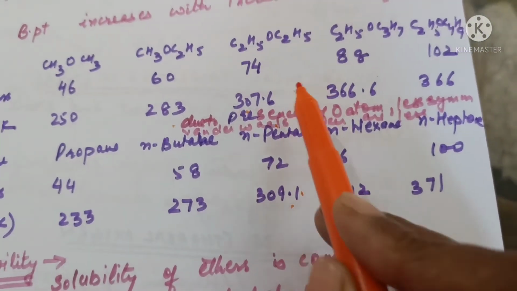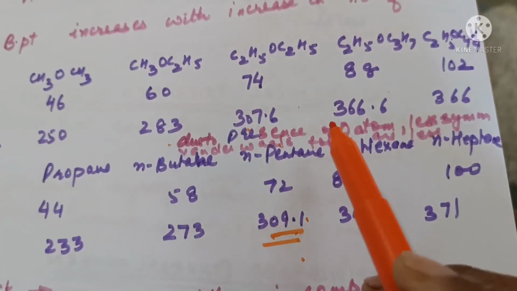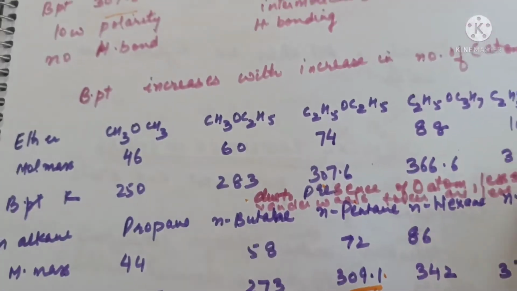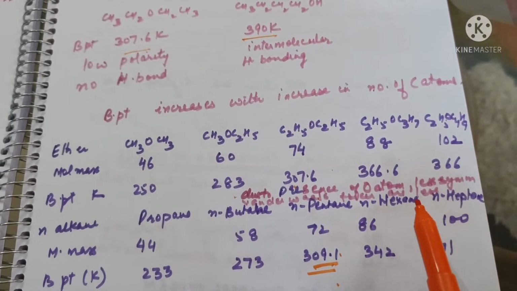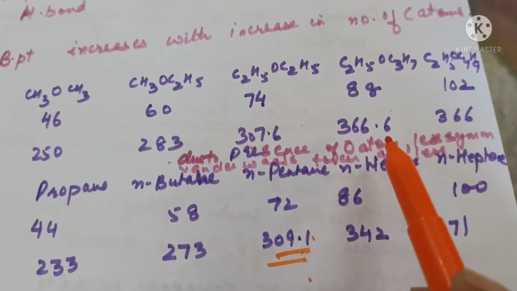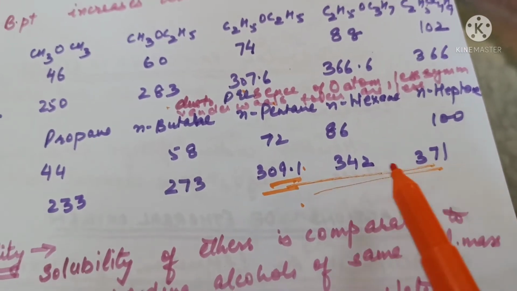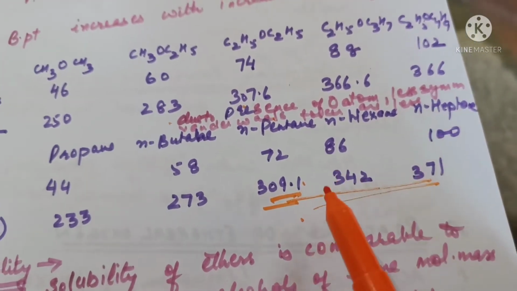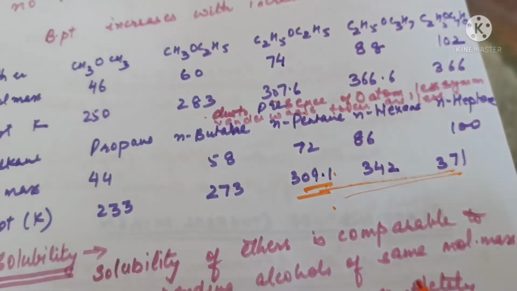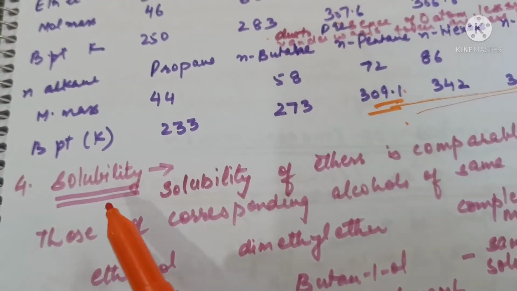The boiling point of ethers is less than that of corresponding alkanes. This is because, due to the presence of the oxygen atom, the molecule is less symmetric and van der Waals forces of attraction are less, whereas here the van der Waals forces of attraction are more. So the boiling point of alkanes with a higher number of carbon atoms is more than the ethers containing the same molecular mass.